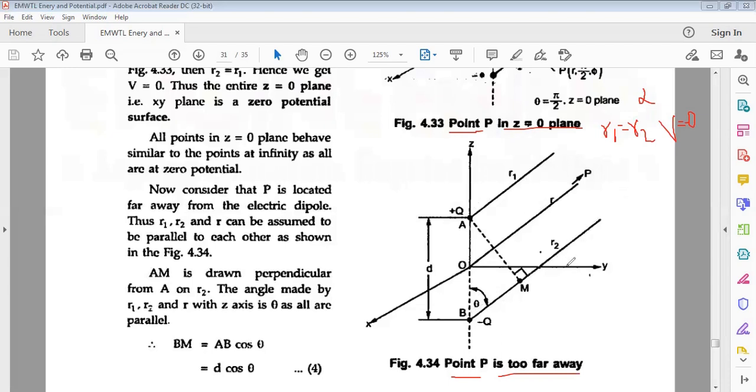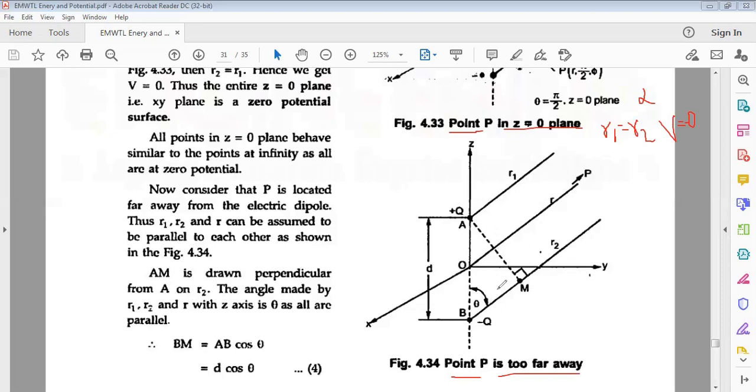And PM is R1, and you can subtract its total value, the PM plus BM in MP. Okay. So AM is drawn as a perpendicular from A on R2. The angle made by R1, R2 and R with the Z axis is theta, as all the R are parallel. And these are right angle triangles now. Whenever you draw a perpendicular line on R2, we get ABM as a right angle triangle.